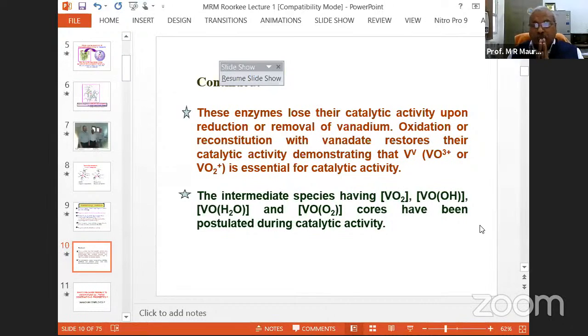Further, it was very conclusive evidence that once we remove the vanadium center from the haloperoxidases, then there is no catalytic activity. But after restoration, after putting the vanadium back, the catalytic activity was restored. Further, it was shown that they can have a VO2, VOH group, vanadium hydrate oxo compound, oxoperoxo species during the catalytic activity. These were some postulations from different studies that showed they can have it.